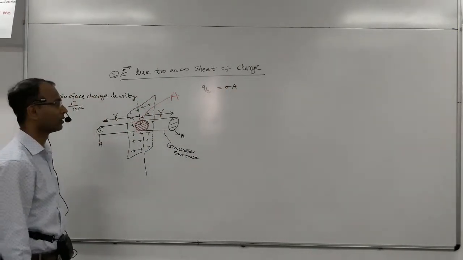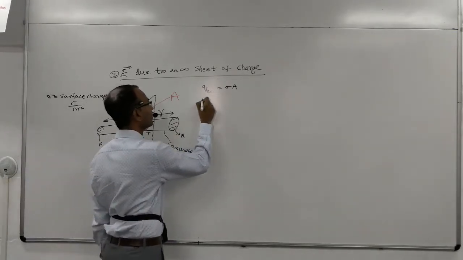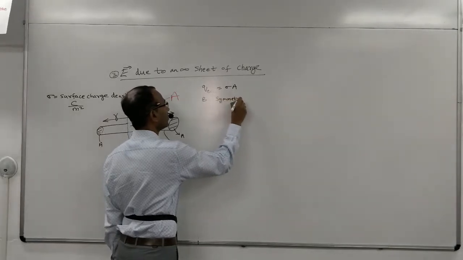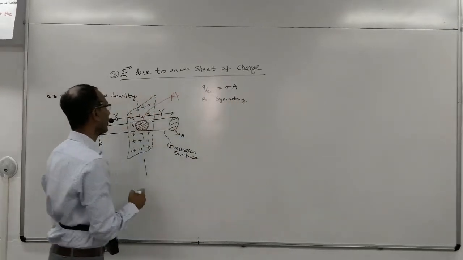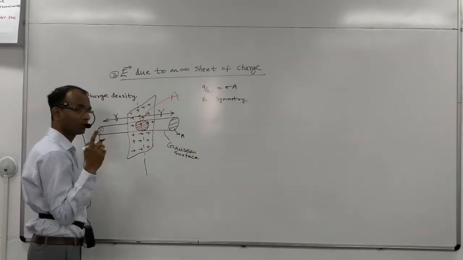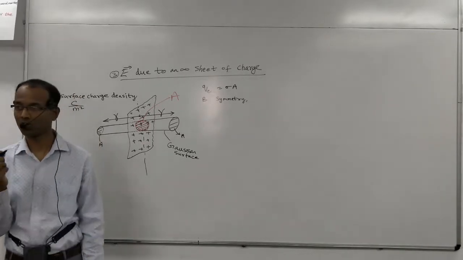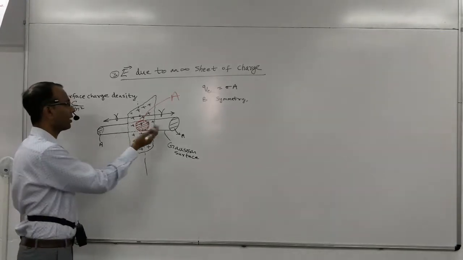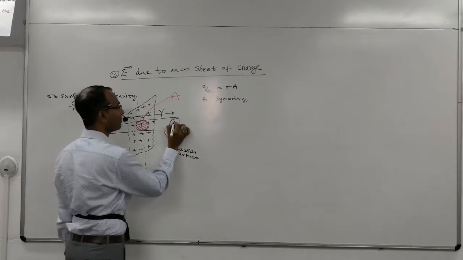Understood? Okay, so now let us apply Gauss. Okay, now we will apply symmetry principle. By symmetry, we will use it to guess the direction of electric field. Now the main point about Gaussian surface is the point of interest should lie on the Gaussian surface. So I want to find electric field on either side of the sheet of charge. So let us say I want to find electric field at this point P.